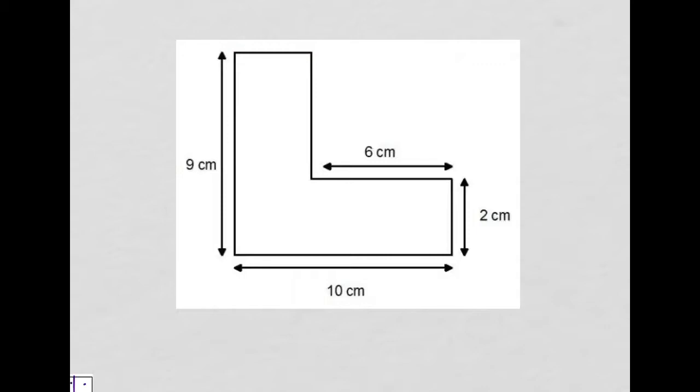Some people find it useful to mark the parallel edges in a different colour. So we could mark the horizontal ones blue, and we could mark the vertical edges in red. And some people find that useful because it helps them to identify the edges that they need to compare when they're trying to work out missing lengths.